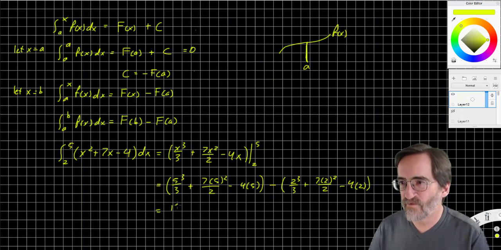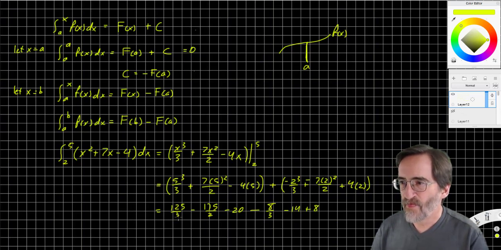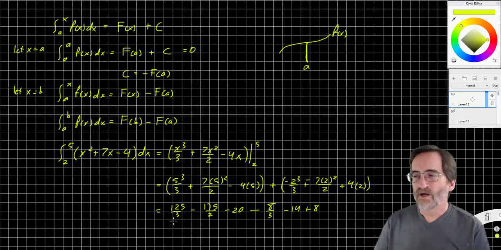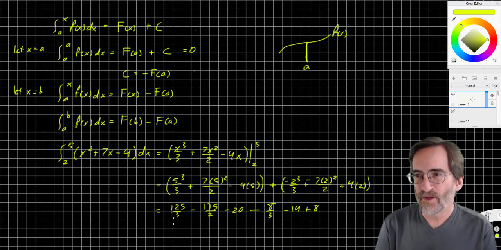Lovely. 125 over 3. 25 times 7 is 175 over 2. Minus 4 times 5 is 20. Minus, change all the signs. So minus 2 cubed is 8 over 3. 2 squared is 4, 4 divided by 2 is 2, 2 times 7 is 14, plus 8. I'm going to leave it as is for now and let you finish the arithmetic if you want. But you get the idea.